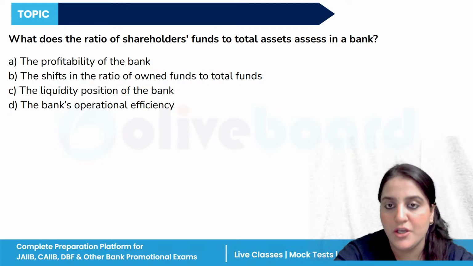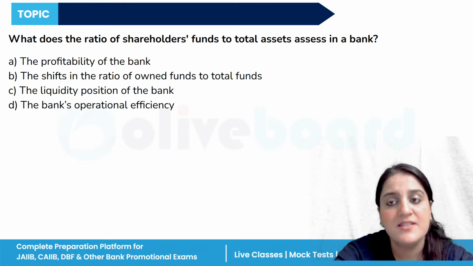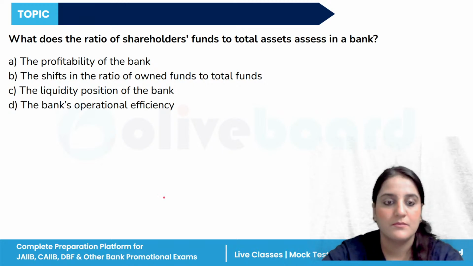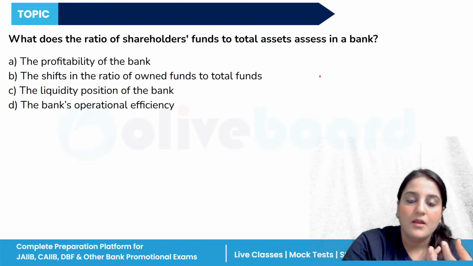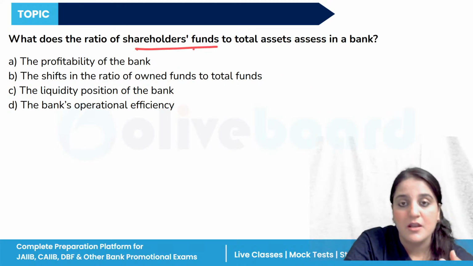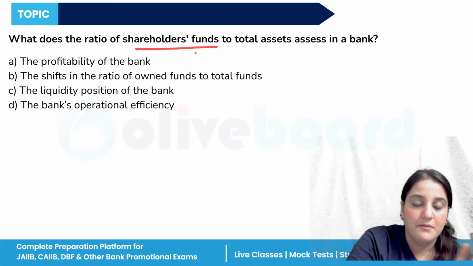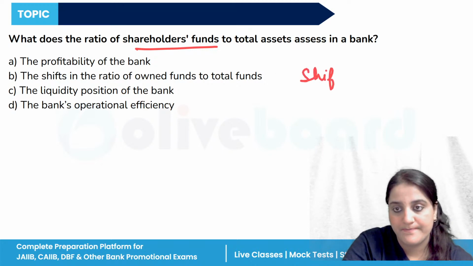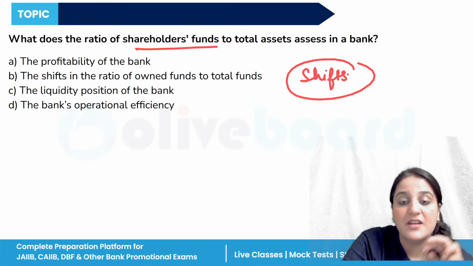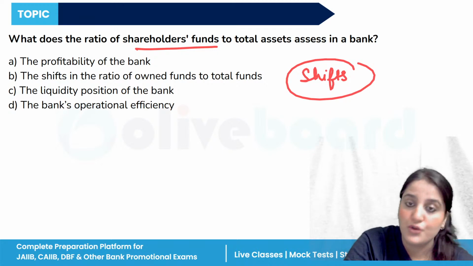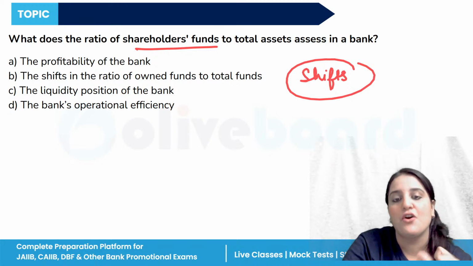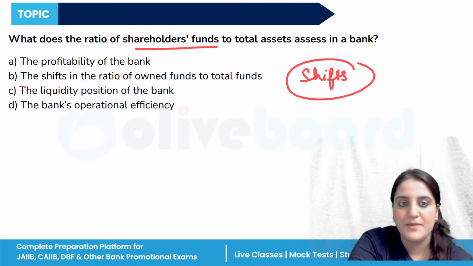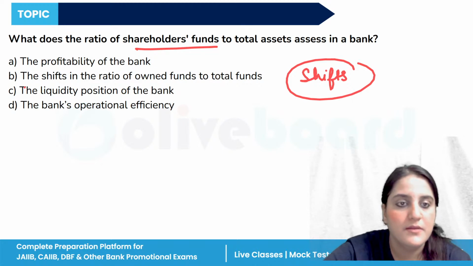What does the ratio of shareholder funds to total assets assess in a bank? See, the ratio of the shareholder funds to the total assets measures the shifts in the ratio of owned funds to the total funds. This ratio also assesses the solvency capacity of the bank. So the answer is option B. Okay, this option is correct here.